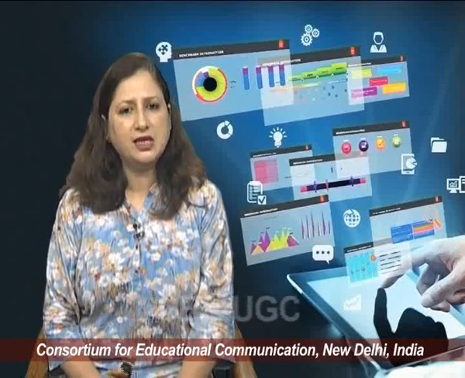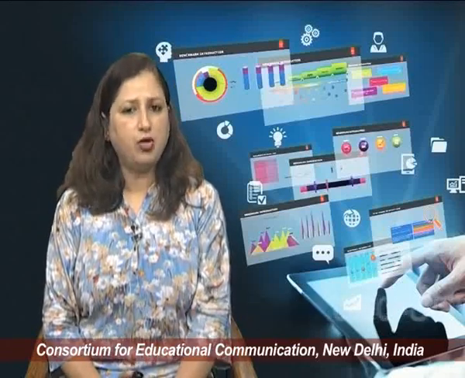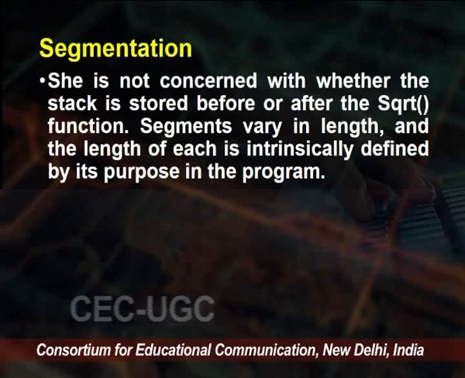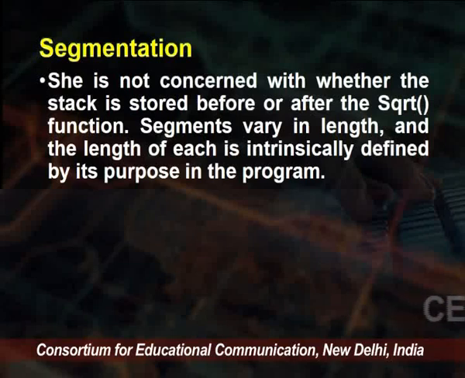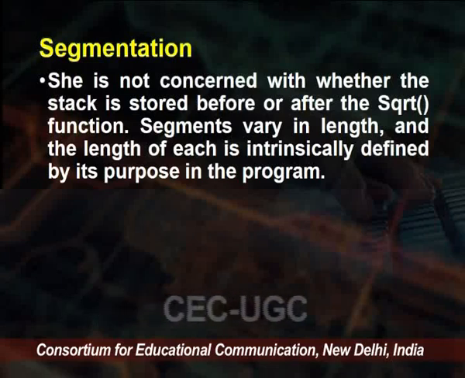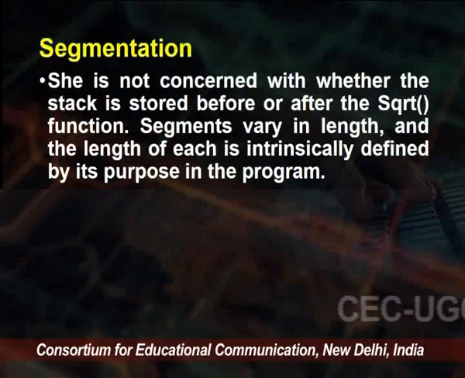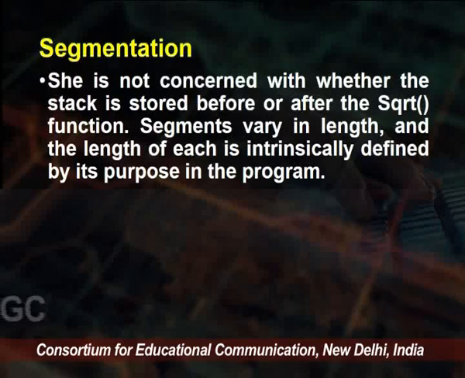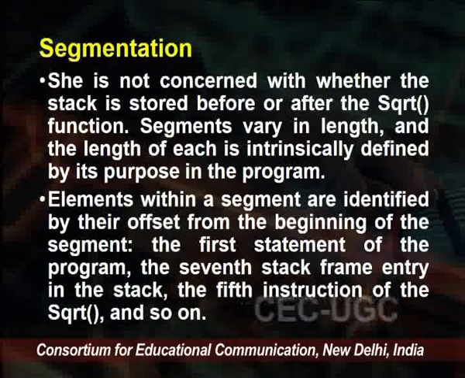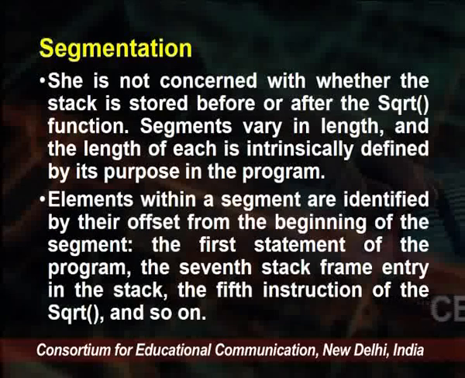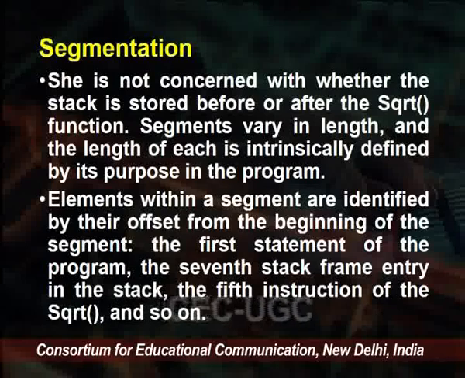Elements within a segment are identified by their offset from the beginning of the segment. So we say the first statement of the program, or the 7th frame entry in the stack, or the 5th instruction of a particular function. We have a starting point of the segment, and from that we calculate the offset. The 5th instruction in a function means there is a first instruction, we know the starting point, and counting from the first instruction we go to the 5th instruction. So we can find the element.